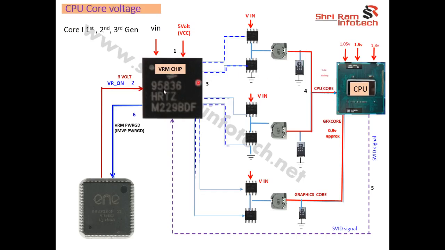So if the CPU is okay and both the voltages are okay on the VRM chip, and the VR on signal is also coming, but still the CPU core voltage is not generating, then that means this VRM chip may be faulty. You have to replace this core chip. Okay, and this way you can solve the problem. So now we'll see on the schematic diagram where the test points are.